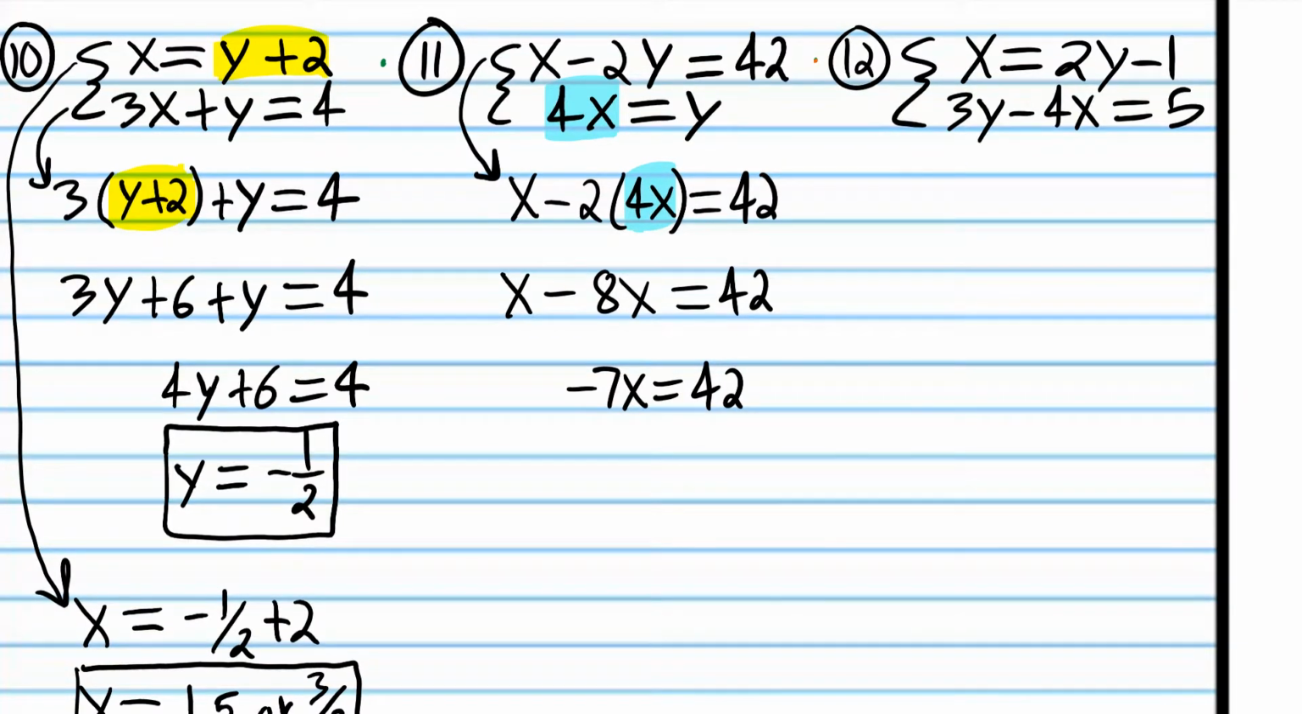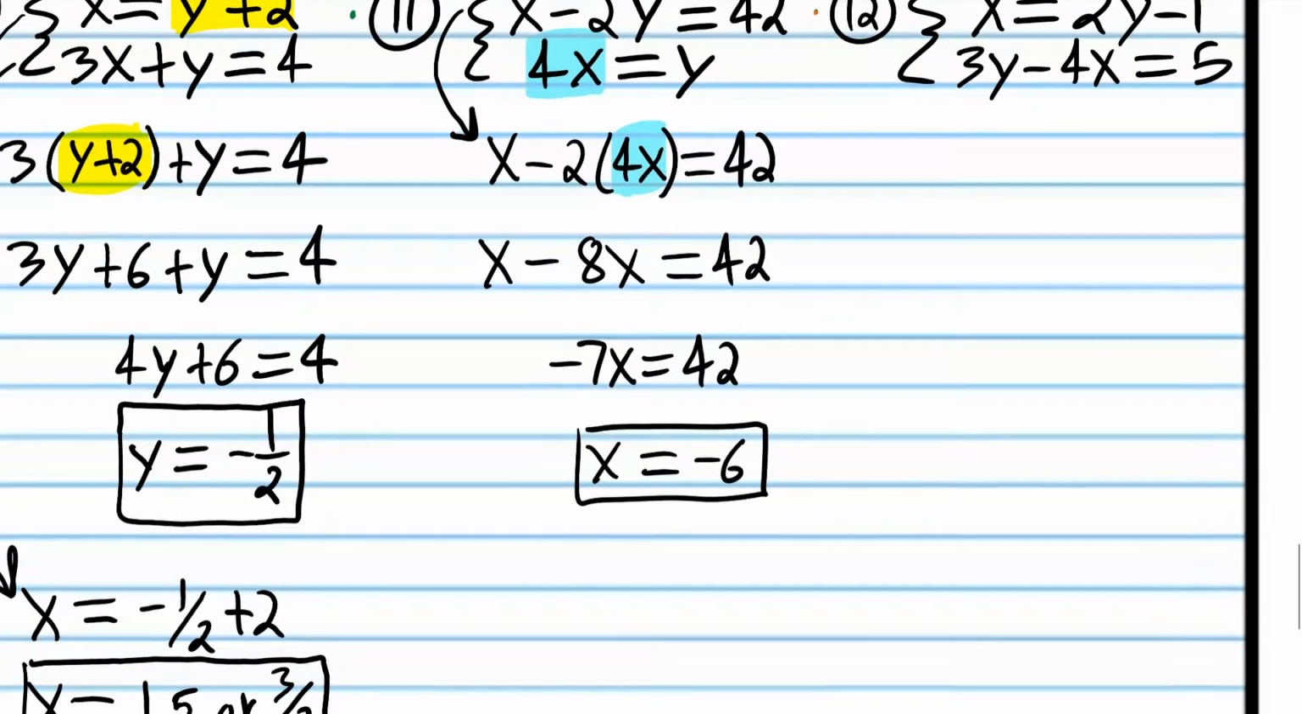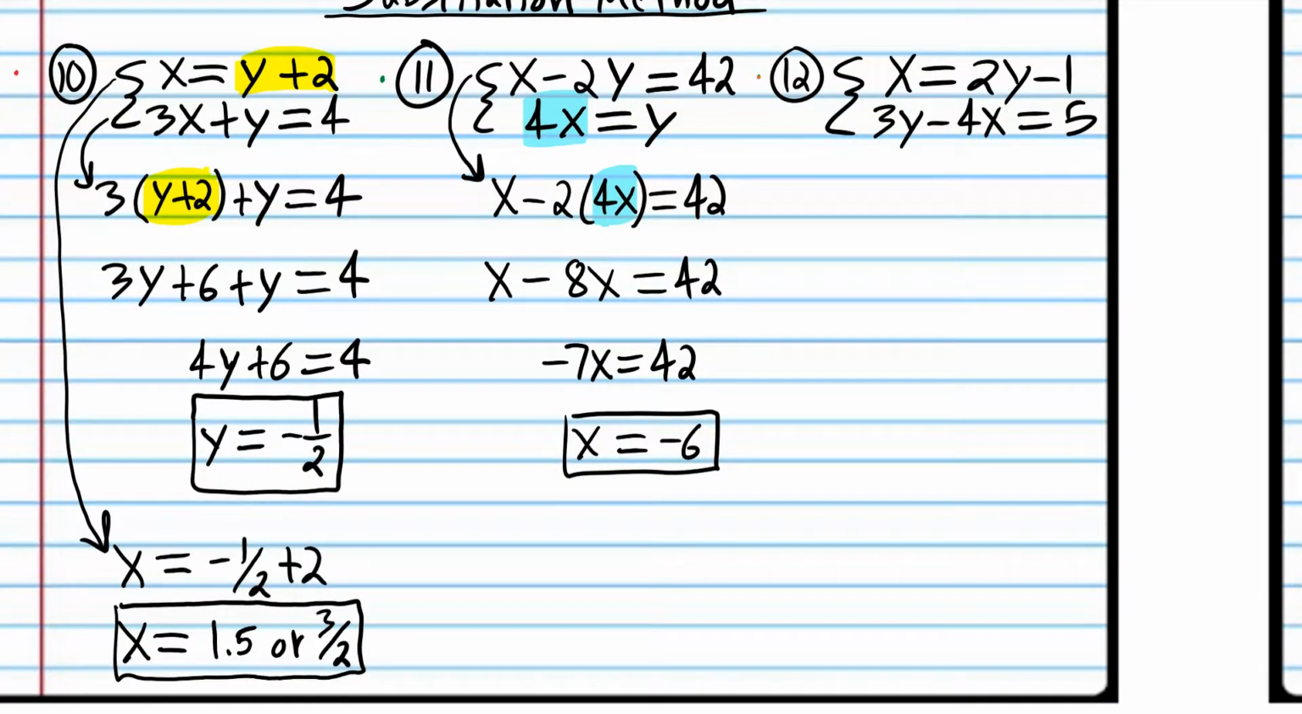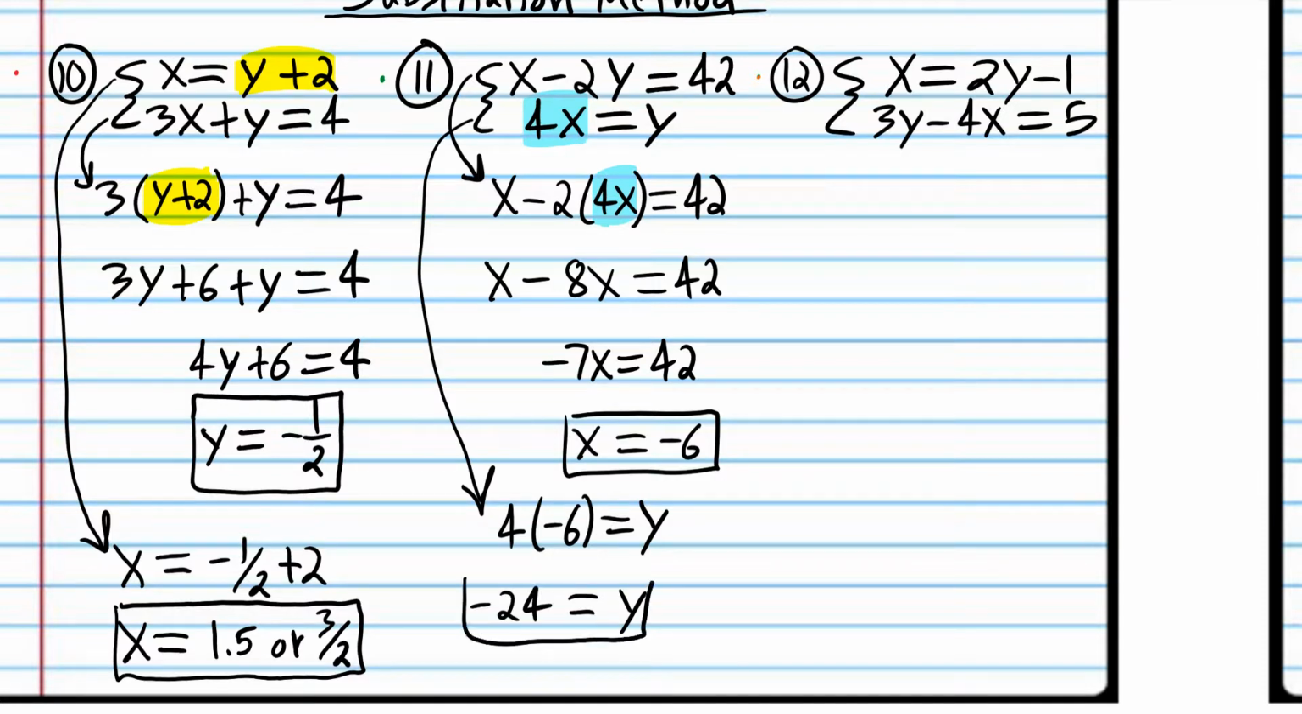Now we're going to divide both sides by -7, and we get -6. So x is equal to -6. Now we're going to take the equation where y is solved for, and write 4 times the x value, which we just found, is equal to y. Therefore, y is equal to -24. So if you got that answer, good job. Again, that was the substitution method.